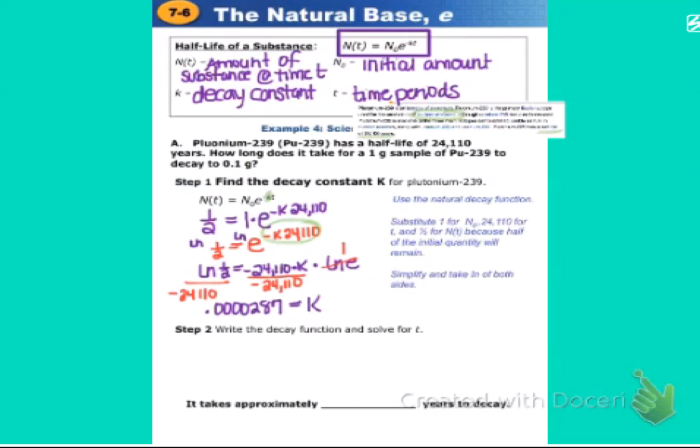Of course that seems like a very, very small number, and it is a very small number. It's decaying very slowly. It's not even close to 1%, because if you move the decimal 2 places to the right, it'd be 0.00287%. So very, very slowly, and that's why it takes that 24,110 years to cut it in half, because it's declining very, very slowly.